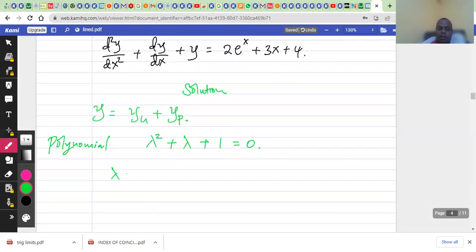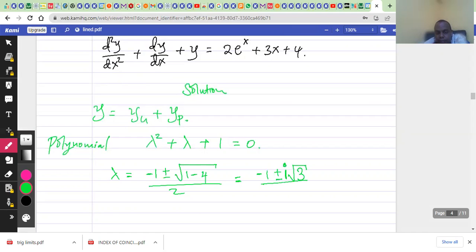And using the quadratic formula, this is going to be -1 plus or minus the square root of 1 minus 4, divided by 2. Right? Yeah. So here we are talking about -1 plus or minus the square root of -3. This is going to be the square root of 3 times i, right? Yeah. Divided by 2. Wow.